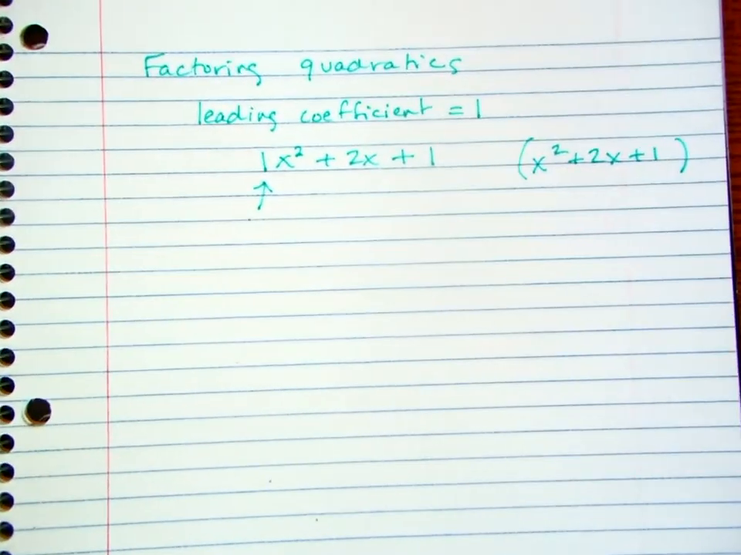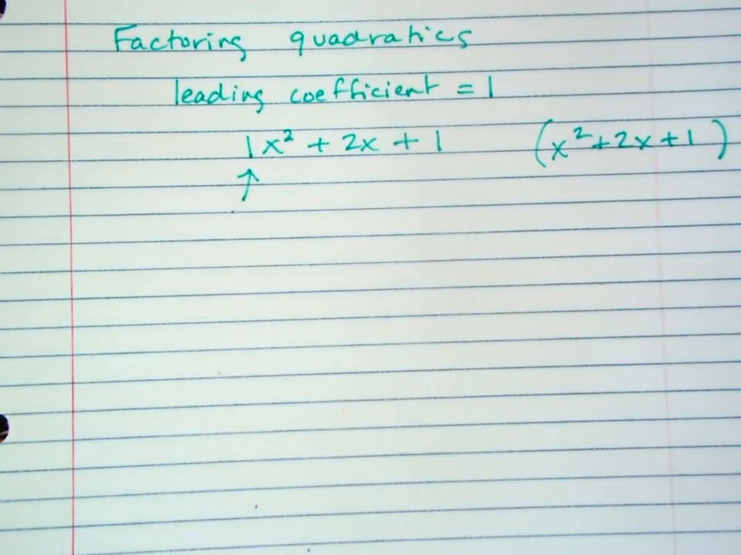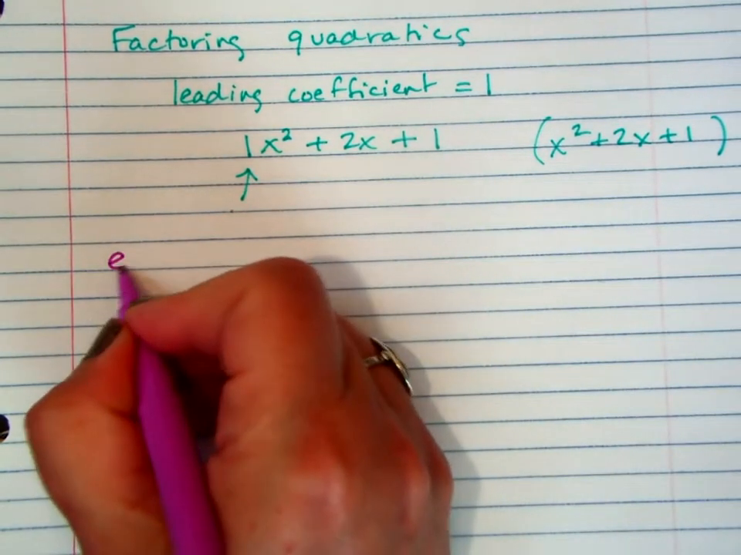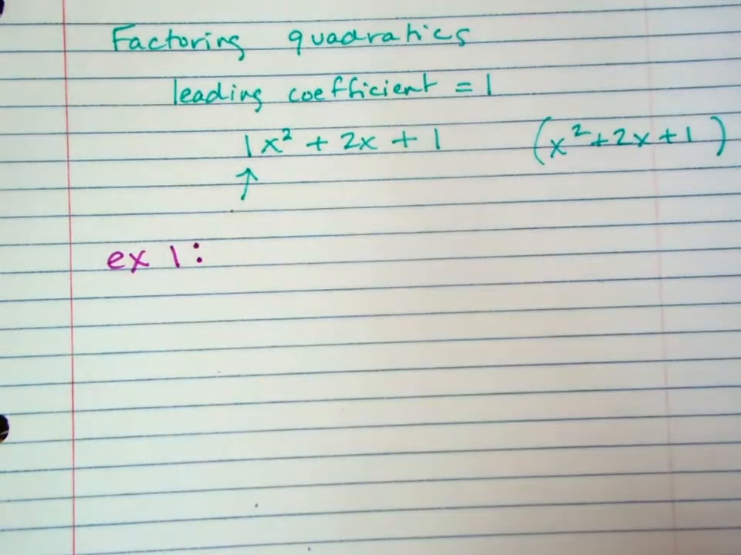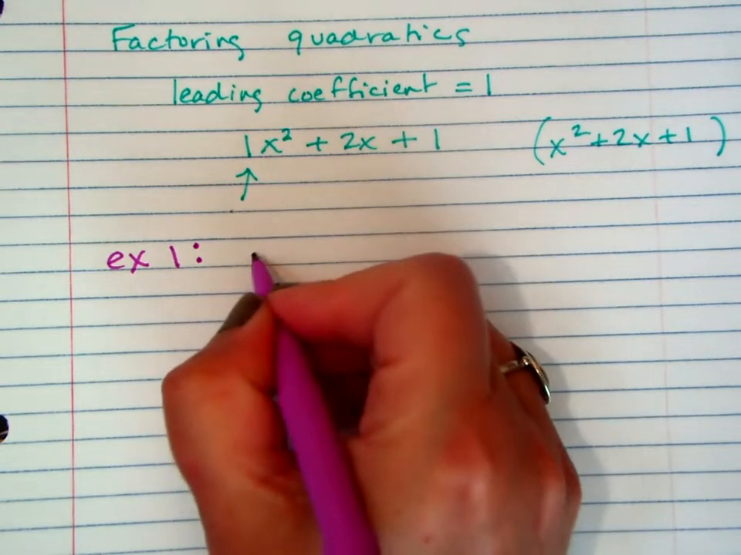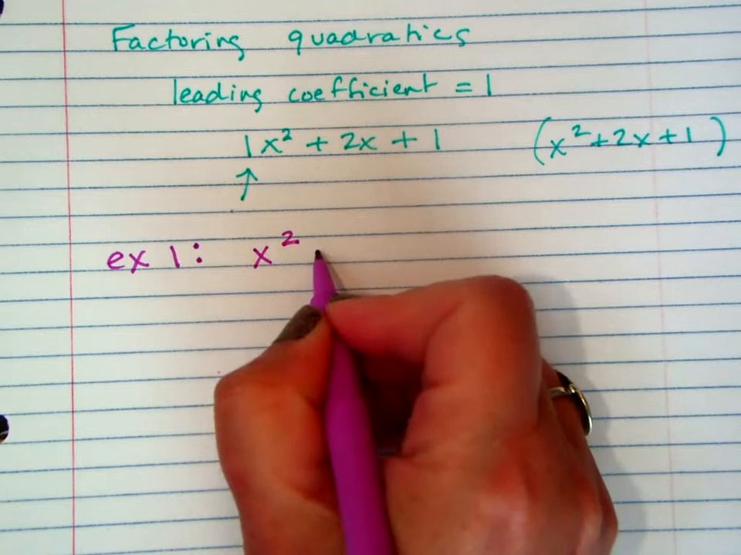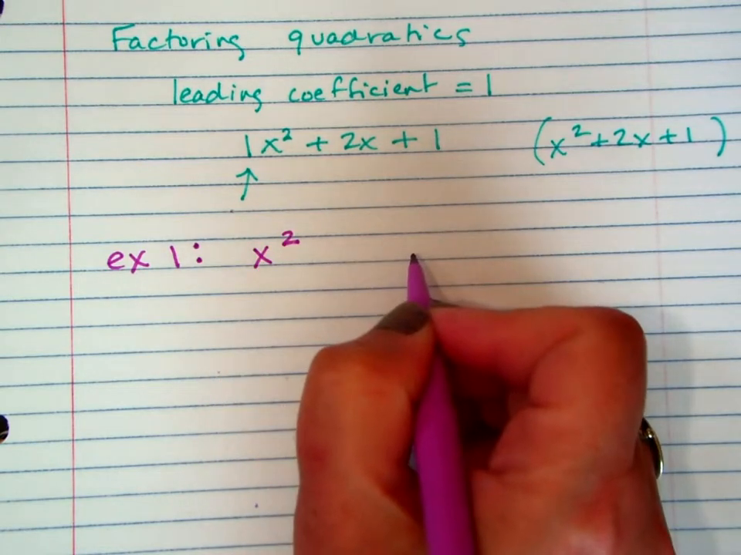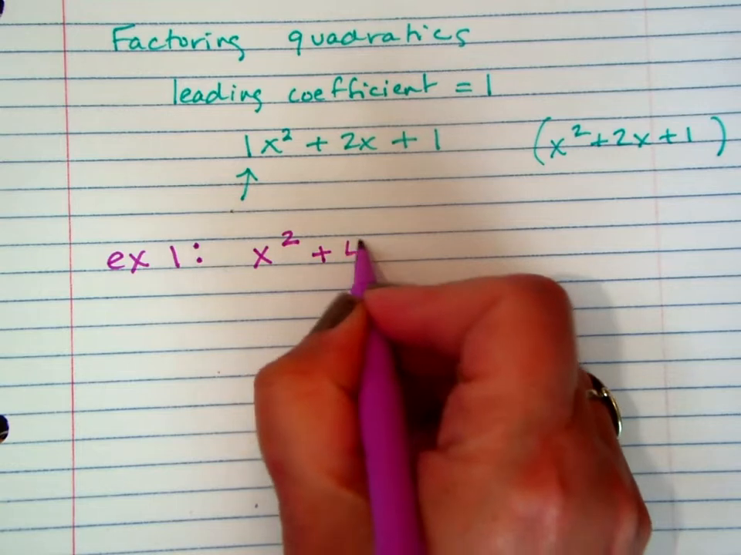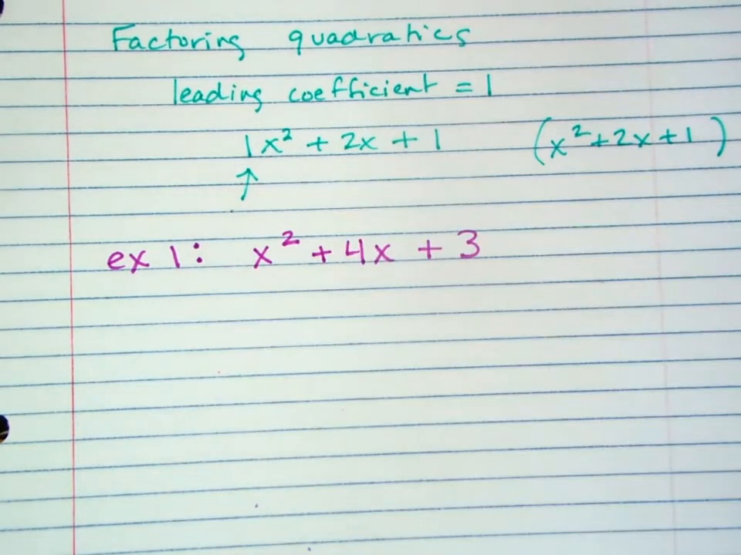So basically you're going to do the reverse of what you did before. So let's start with an example. It's a little bit easier to start with an example. So our first example... Sorry, there's the dogs for you. Apparently, someone's driving by. So let's start with one that is mainly positive. Let's say x squared plus 4x plus 3.